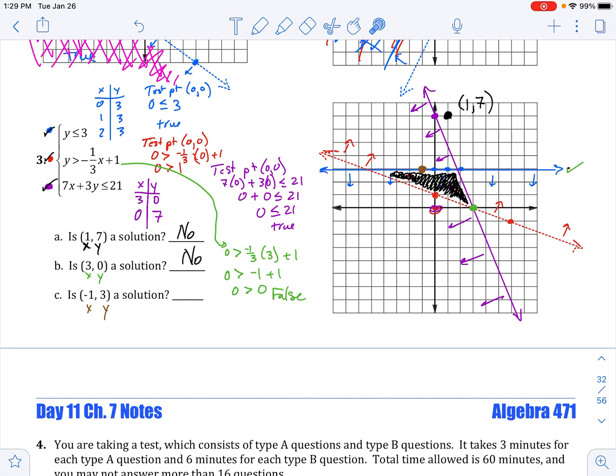If we're not sure whether or not that satisfies being a solution for the blue line, well, let's test it then. So we're going to take 3 and plug it in, and we want to know, is 3 less than or equal to 3? Well, 3 is not less than 3, but 3 is equal to 3, so we know that this is true. So what that means is that it is a solution for the top inequality, a solution for the second inequality, and a solution for the third inequality. So here we can say yes, it is a solution.